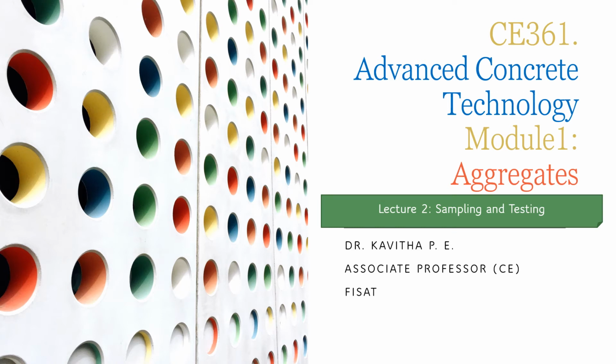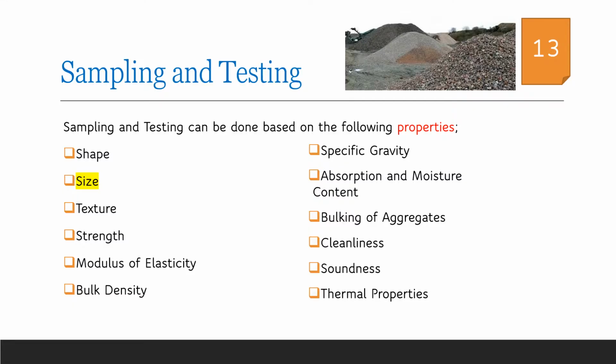We were discussing Module 1 Aggregates. Today we will be discussing Lecture 2 Sampling and Testing. We have seen that sampling and testing of aggregates can be done based on 12 different properties. Among them, sampling and testing based on the property shape was discussed in the previous session, and now we are going to discuss sampling and testing based on the property size.